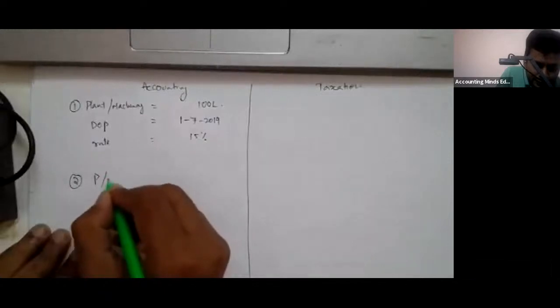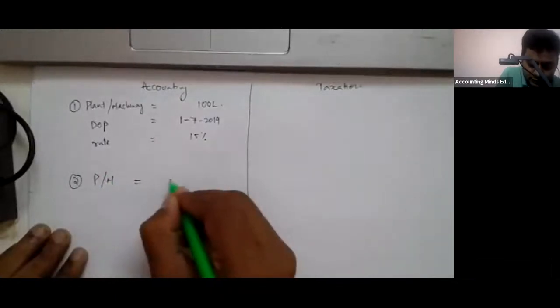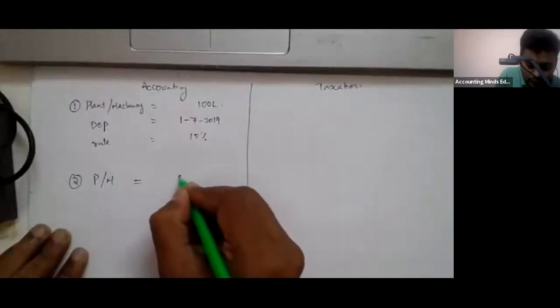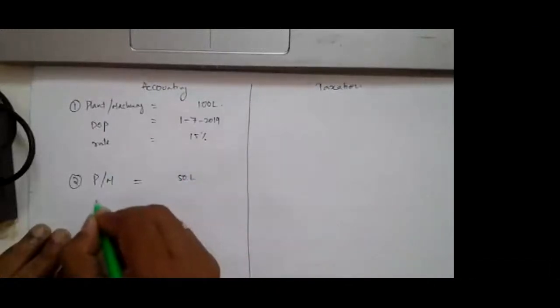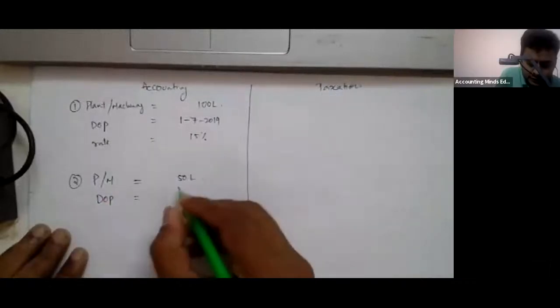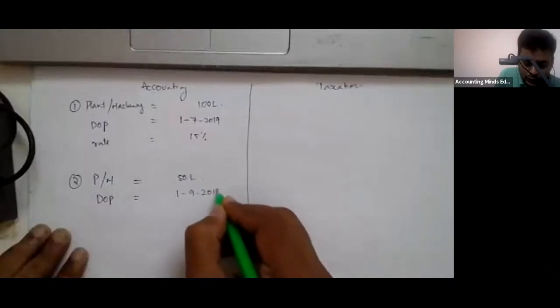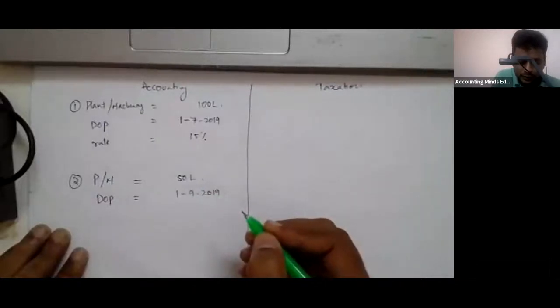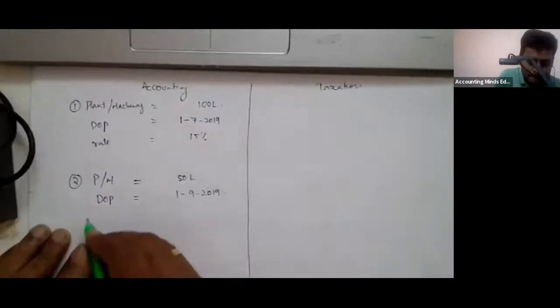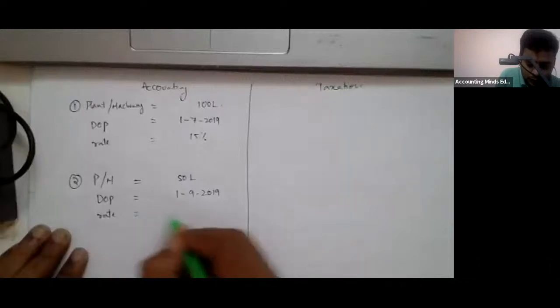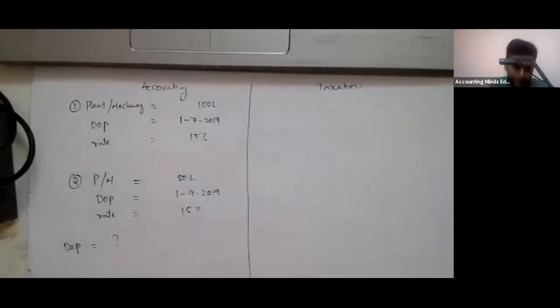Second plant and machinery is purchased for 50 lakhs. Date of purchase is 1/9/2019. Rate is equal to 15%. Can you tell me the depreciation, how much it is? How much can be claimed as depreciation?